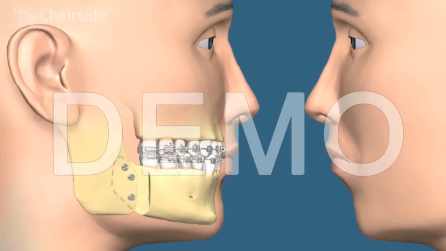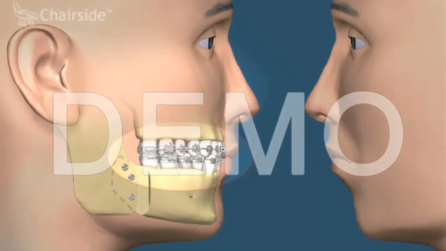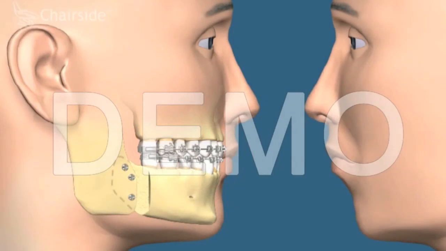The braces keep the jaw in place and can be further adjusted to make any refining movements to finish the treatment. The jaw heals by filling in the voids and fusing the cut sections together.